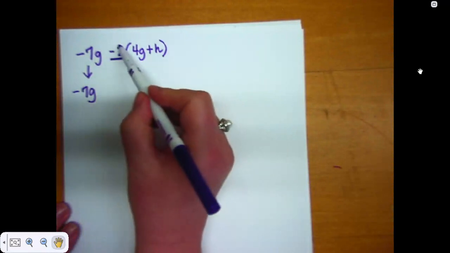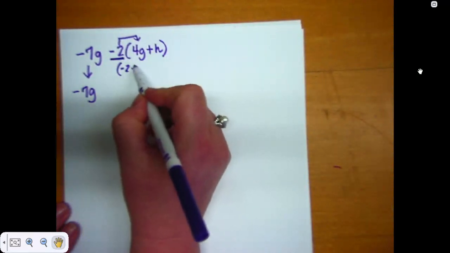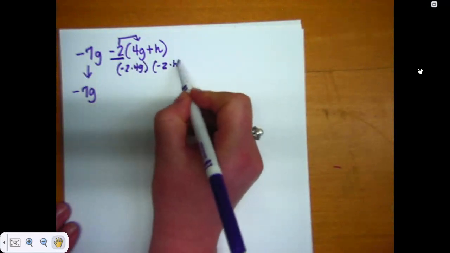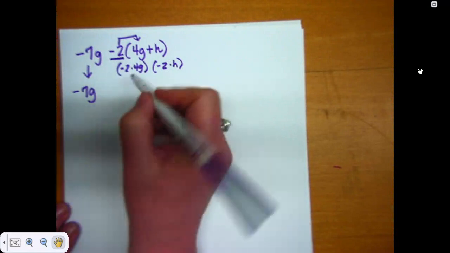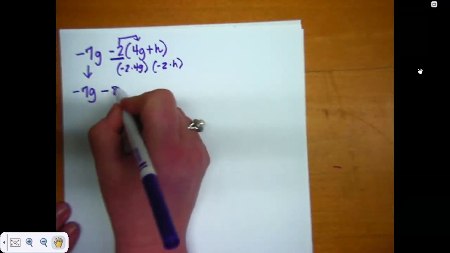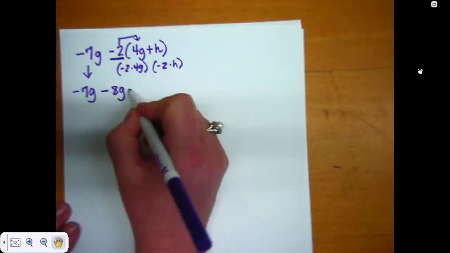So we're going to distribute negative 2 times 4G and negative 2 times H. And we're going to get negative 2 times 4G is negative 8G, and negative 2 times H is negative 2H.